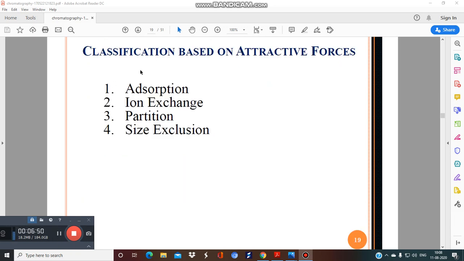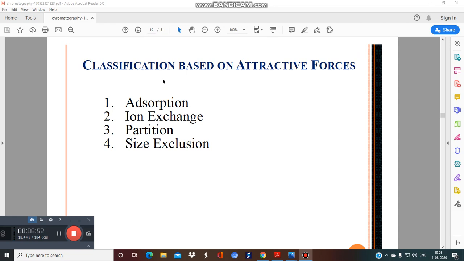Let's see in brief the classification of chromatography. It was classified by different scholars in different ways. This classification is based upon the attractive forces used in the process. So there is adsorption, ion exchange, partition and size exclusion. Particularly in your syllabus, that is Pharmacognosy and Phytochemistry 2, we will focus on the adsorption and partition parts. So these two are our main concern. Let's see them one by one.